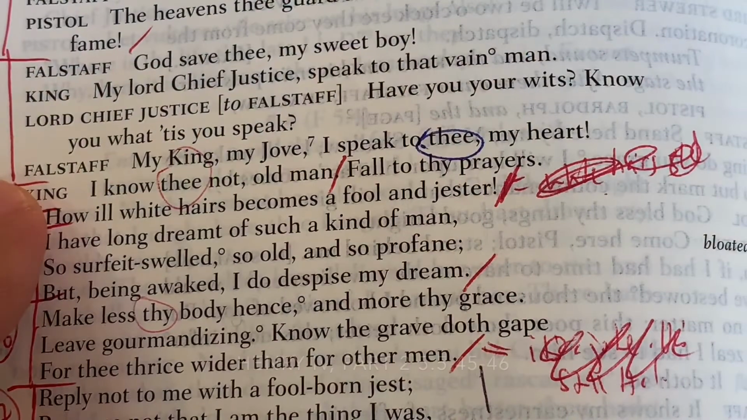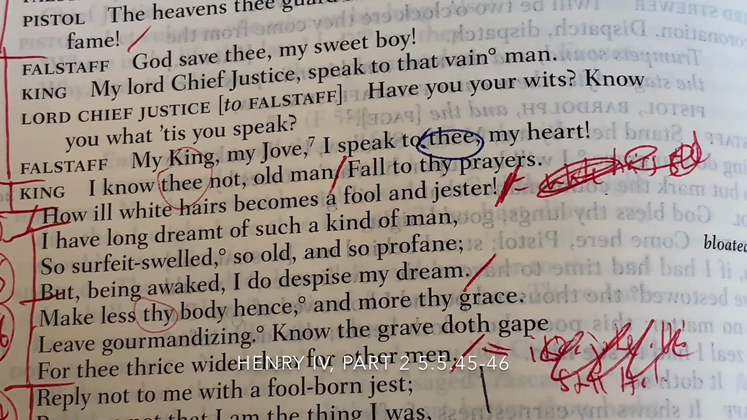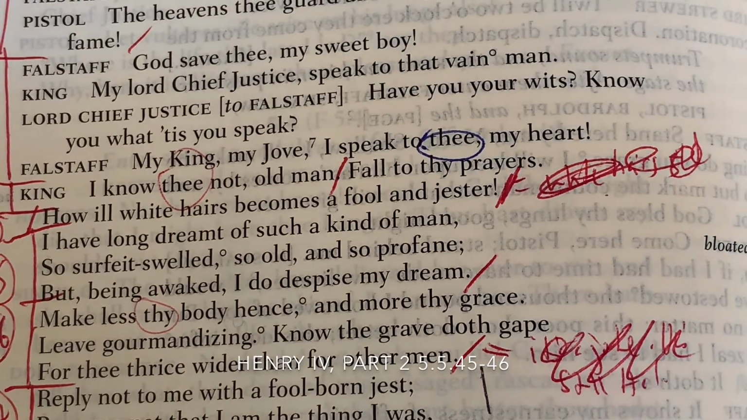I know thee not, old man. Fall to thy prayers. How ill white hair becomes a fool and jester.